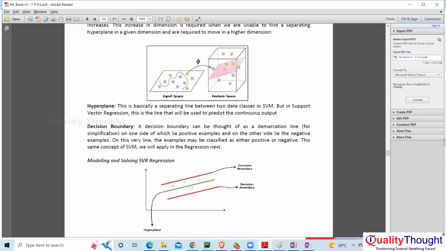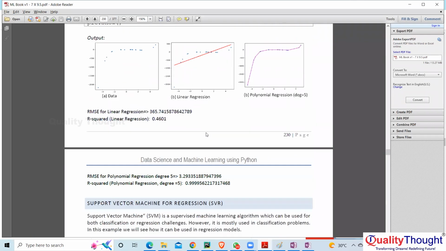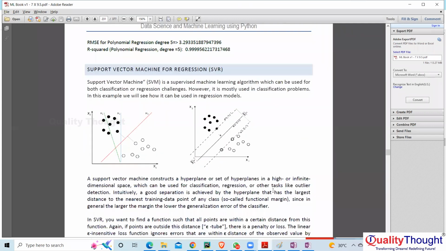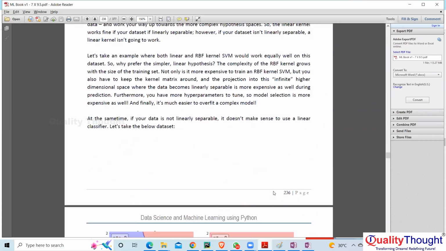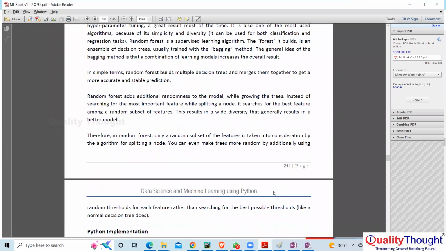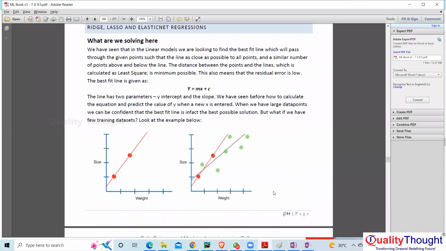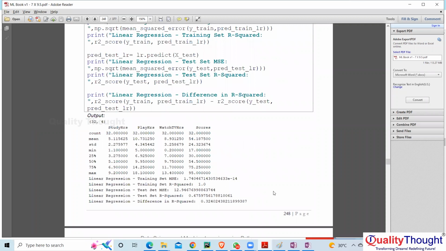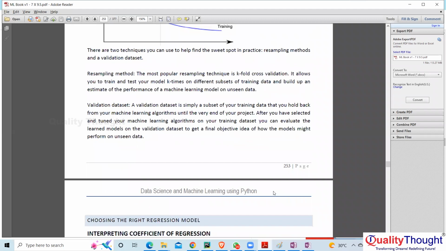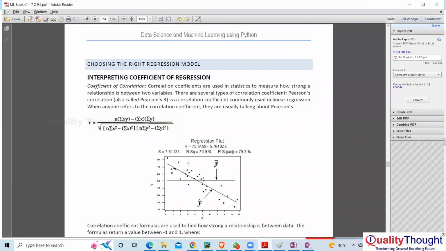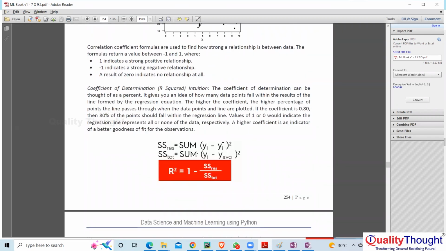This is your SVM for regression, so it is down only. Yes, here. So this is the R square value. Or no, this is the coefficient of regression. R square is this.